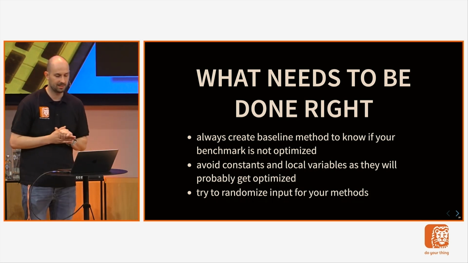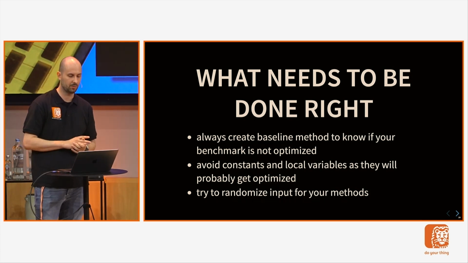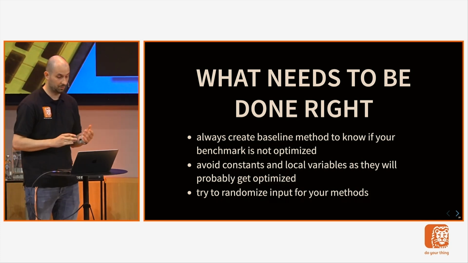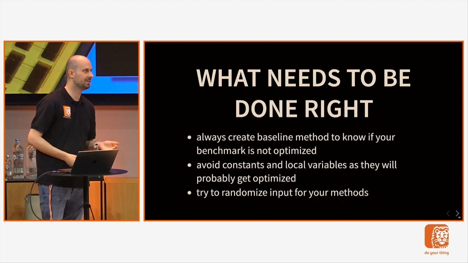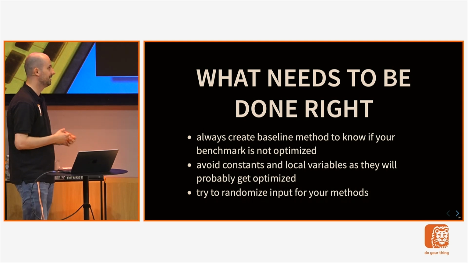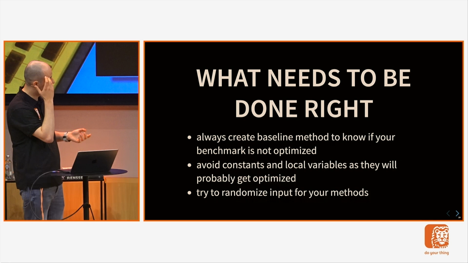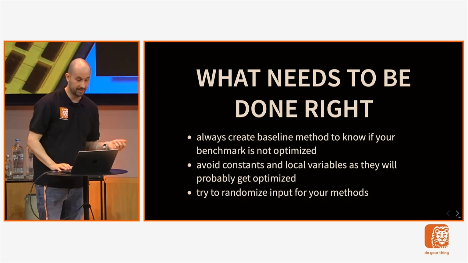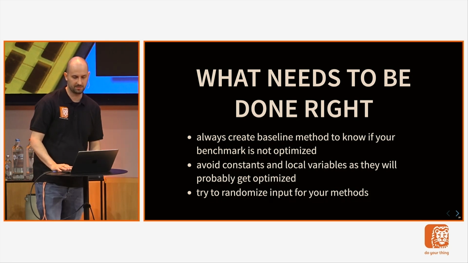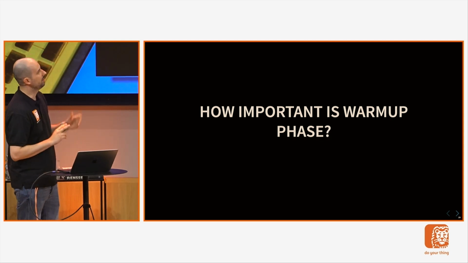Next, the constants and local variables that are present in your code, and especially in the benchmark code, will probably get optimized. So try not to use them, or if you can't, because I can imagine for some functions you cannot, try to always randomize the input. If you randomize it, it's less probable that it will give you results which are not true. And as you've seen, it's actually hard to detect if they are not true, especially if you don't get this baseline right.